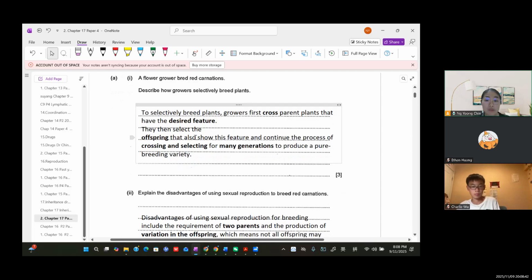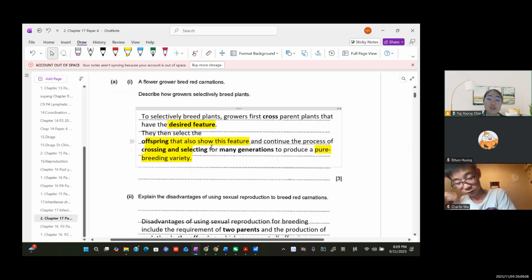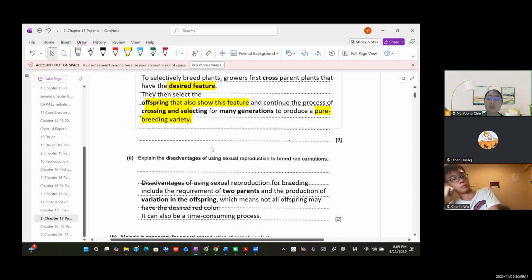And then they will continue the process of crossing and selecting for many generations to produce pure breeding varieties. So the keyword is you are selecting the flower which carries the desired features, and then you select the offspring showing these features, and then you continue to cross them, select them. So that's why I just directly pasted the answer for you, because you can read. I want you to read, and then know what keywords to write in the exam.